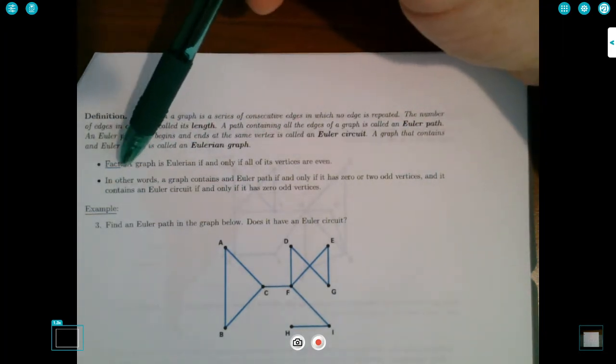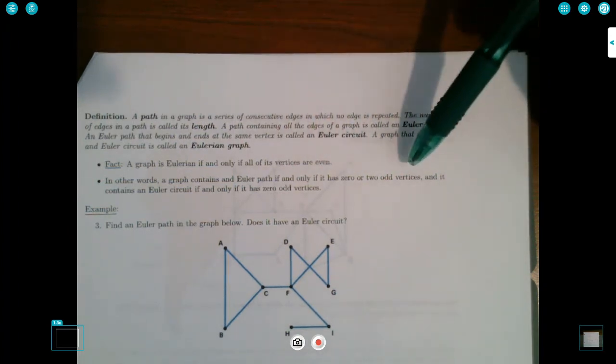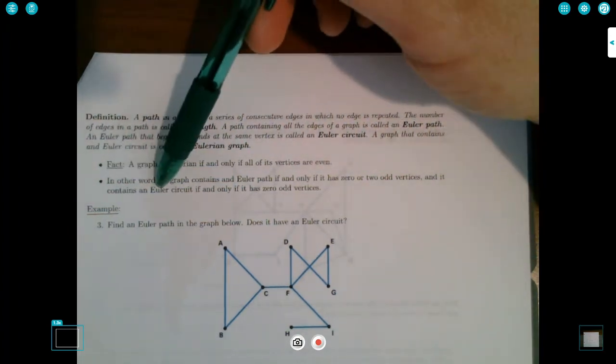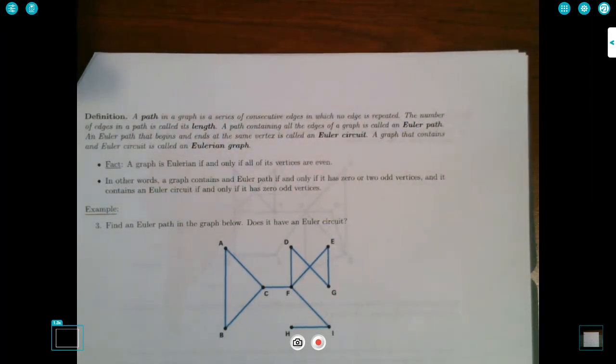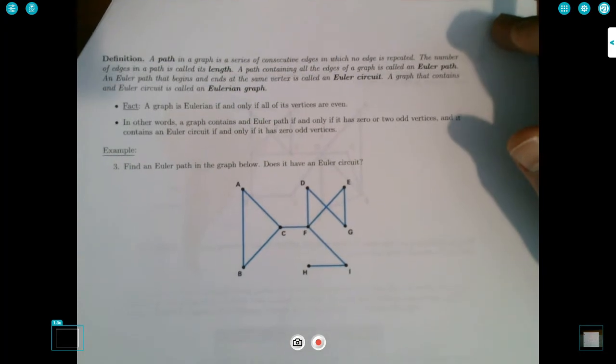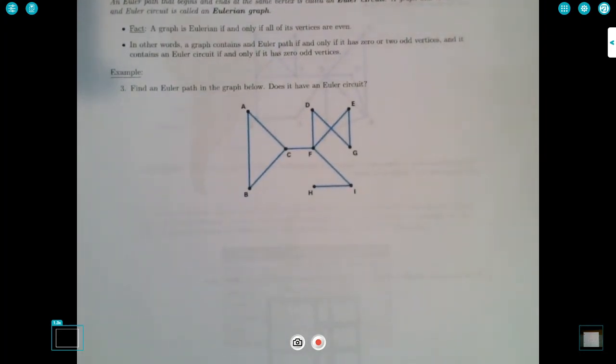So in other words, a graph contains an Euler path if and only if it has 0 or 2 odd vertices, and it contains an Euler circuit if and only if it has 0 odd vertices. So to have an Euler circuit, you're not allowed to have any odd vertices. Okay. So let's give an example.